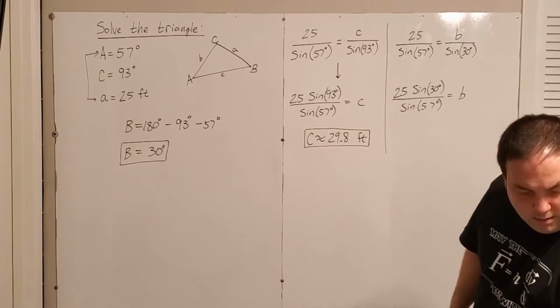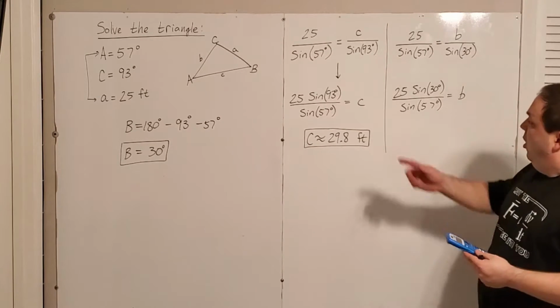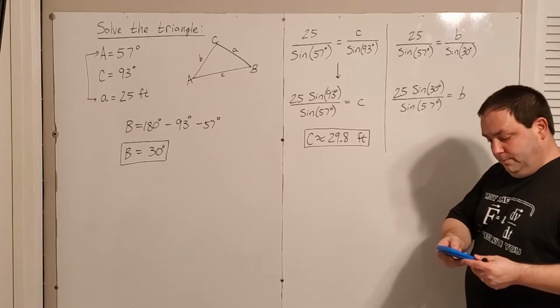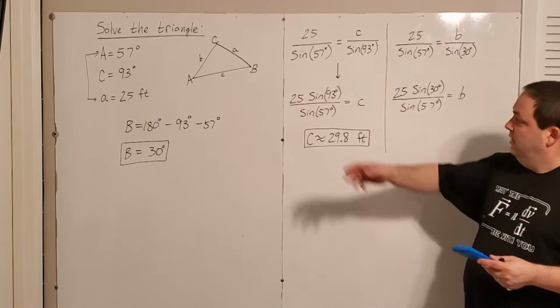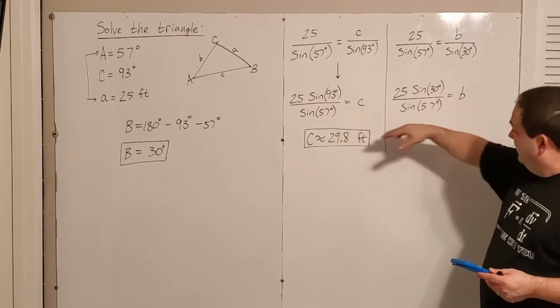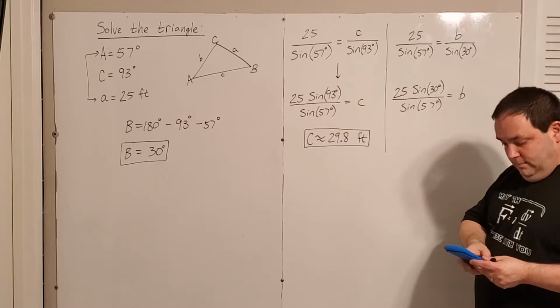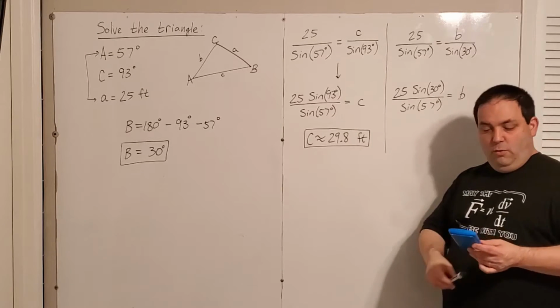Okay, other good news about this calculator, all I have to do is hit up and change 93 into 30 because everything else is the same. So I get 14.9.